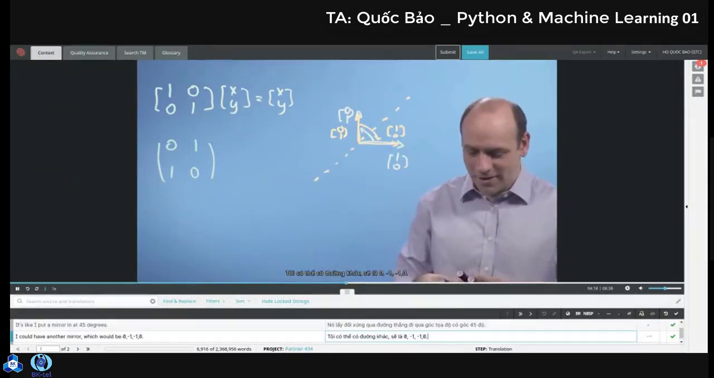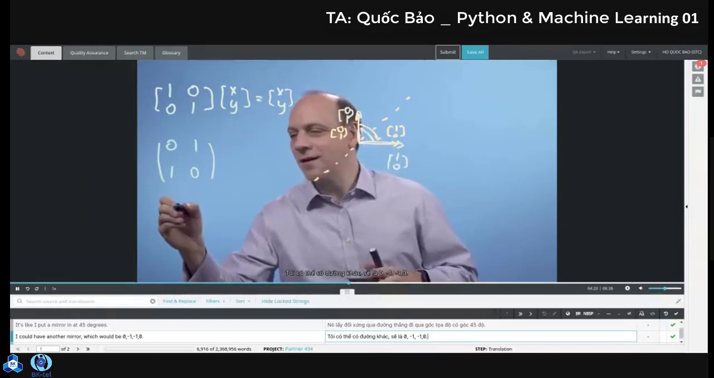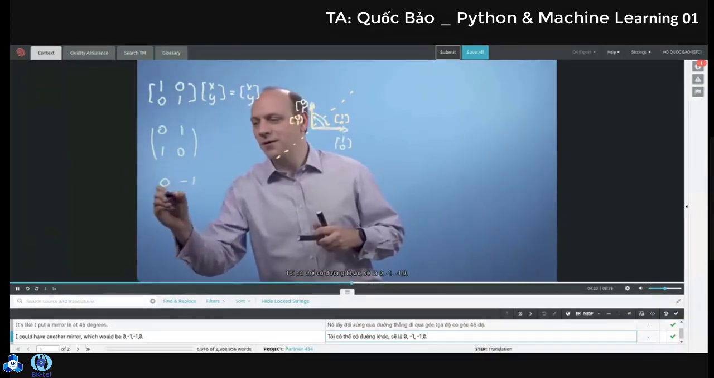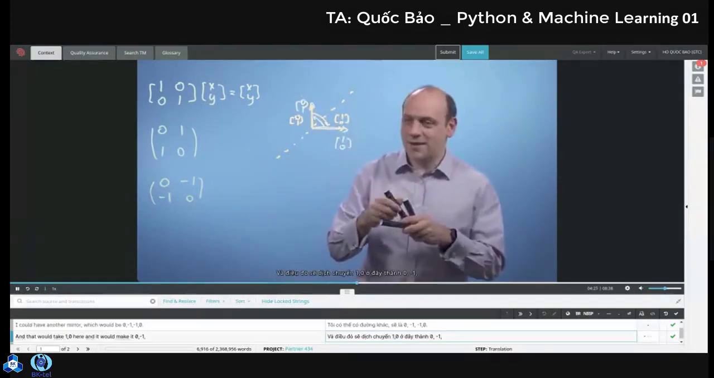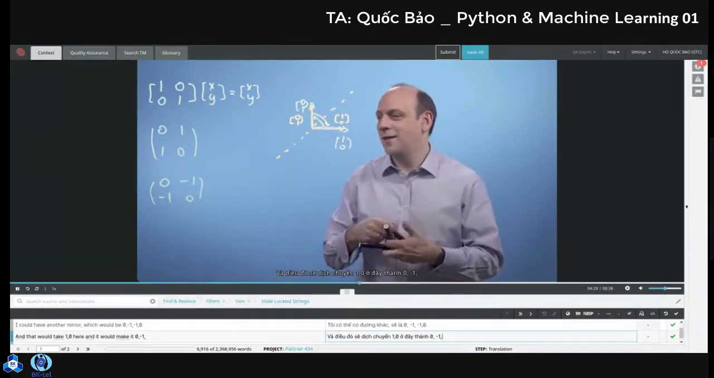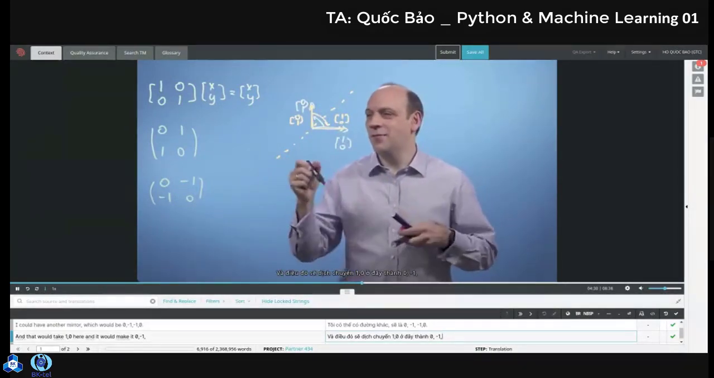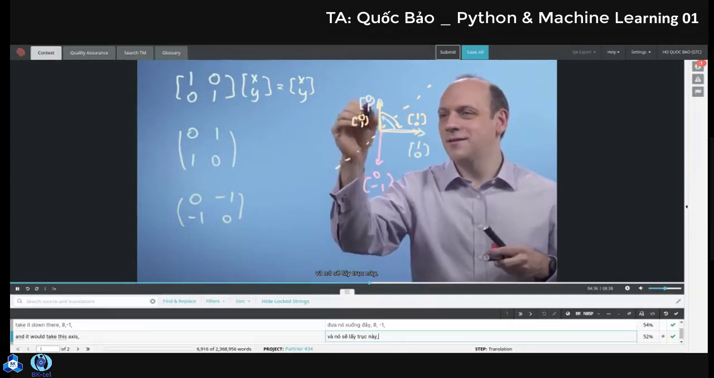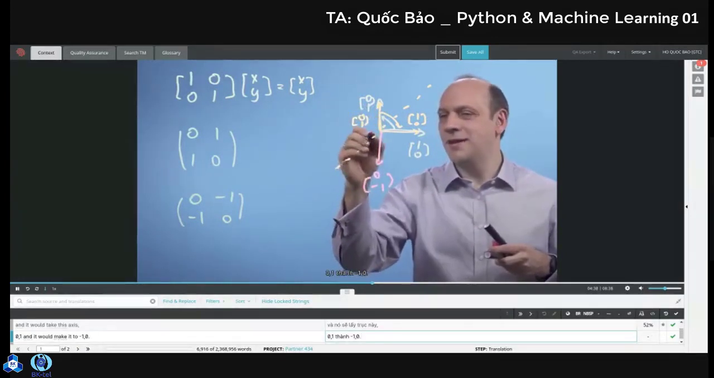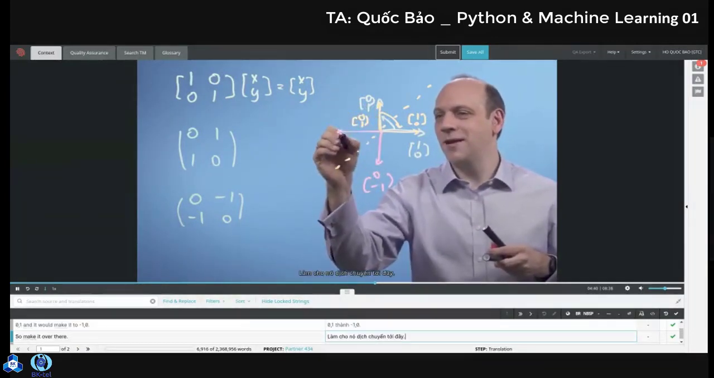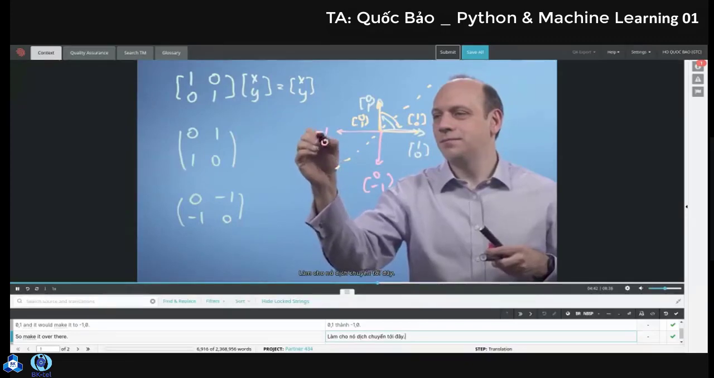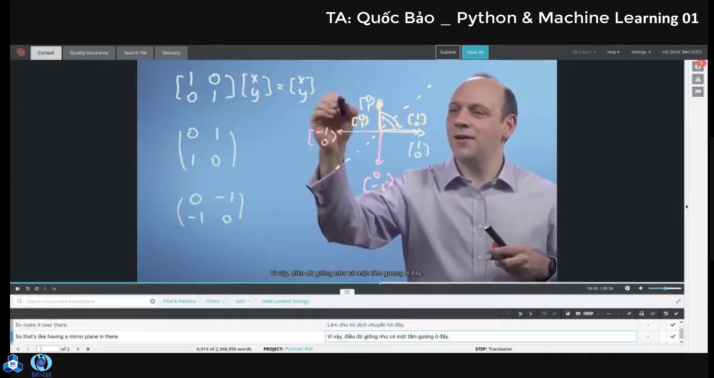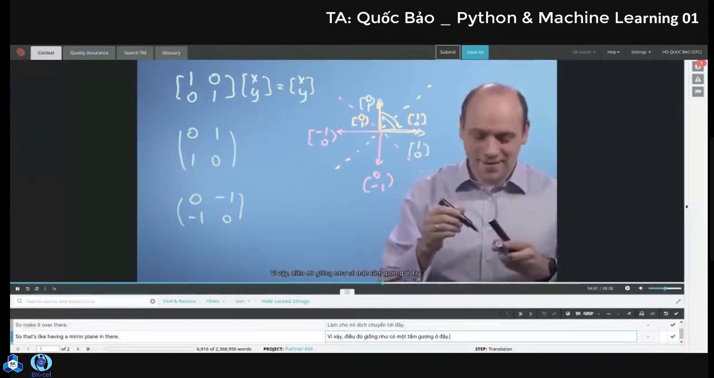I could have another mirror, would be 0, -1, -1, 0. And that would take 1, 0 here, and it would make it 0, -1. Take it down there, 0, -1. And it would take this axis, 0, 1, and it would make it to -1, 0, so it would make it over there. So that's like having a mirror plane in there.